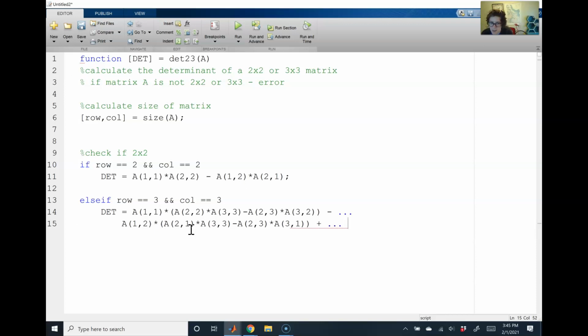And that's going to be plus A first row, third column times A second row, first column times A third row, second column minus A second row, second column times A third row, first column. Okay, I think that should be right. I'm going to put a semicolon there.